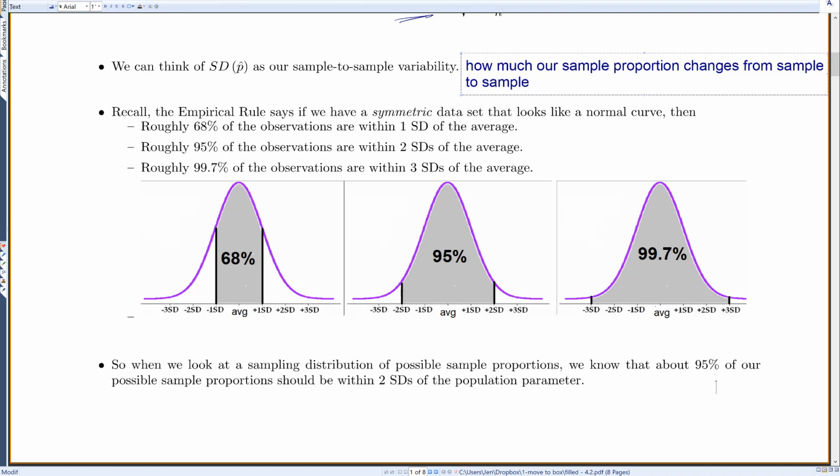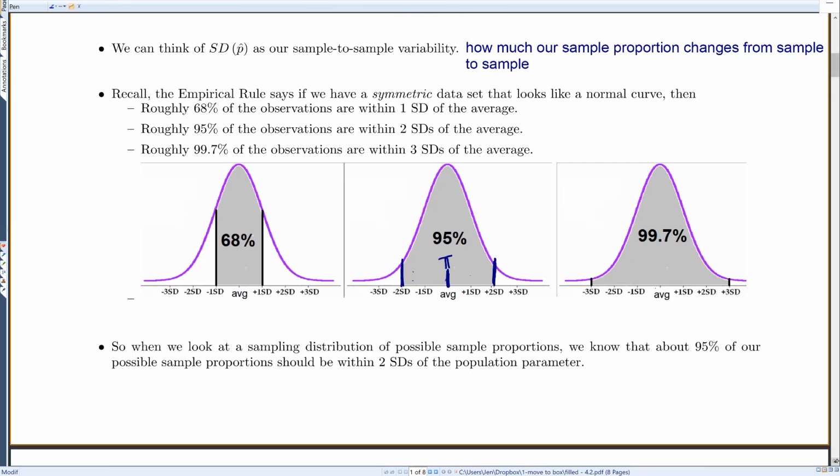Okay, so to keep reviewing, remember our empirical rule says if we have a symmetric data set that looks like a normal curve, then about 68% of our observations are within one standard deviation of the average, about 95% are within 2 standard deviations, and 99.7% are within 3 standard deviations of the average. So if we look at a sampling distribution of our possible sample proportions, we like this 2 standard deviations and 95%, that's the one we use the most in this class. If this is the center, this is pi, our population proportion, then 95% of all the possible sample proportions are going to be within 2 standard deviations. And that's really important to us.